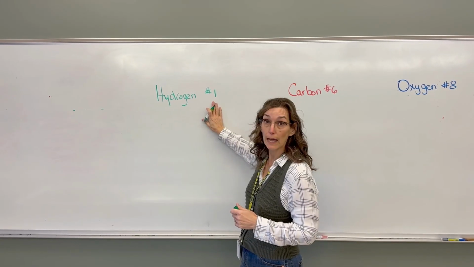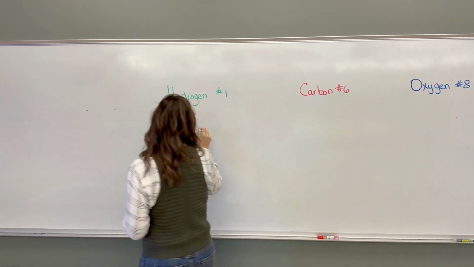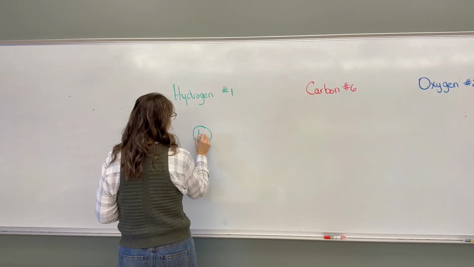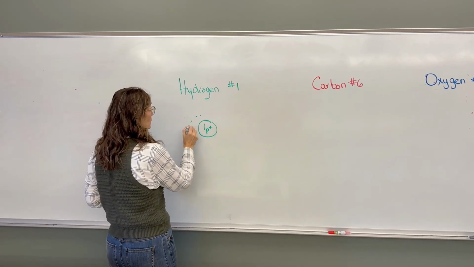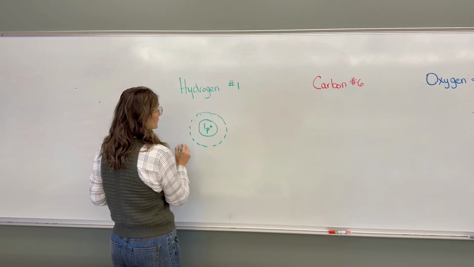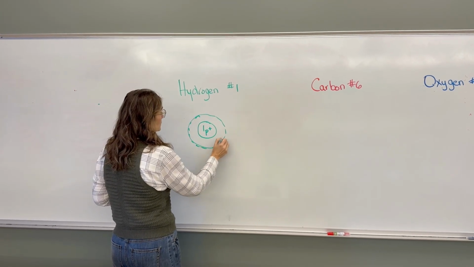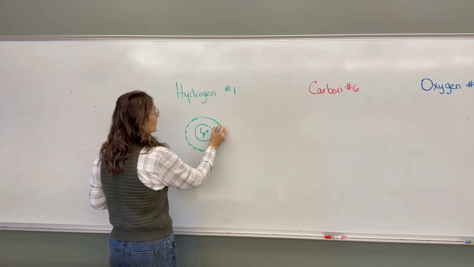And hydrogen is atomic number 1, which means that inside the nucleus we have 1 proton. And outside the nucleus, we have 1 electron. So we have a little electron shell here. Actually, I'm going to make it more like that. And we've got our 1 electron there.